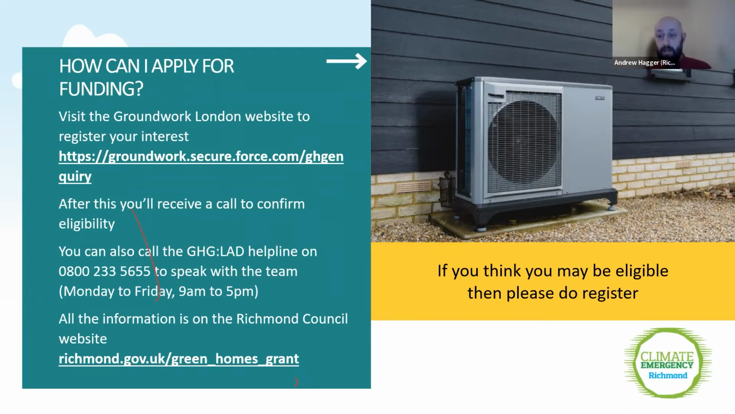Also, if you don't have access to the internet, you can call them and they can run through the application form with you. So don't worry if you don't have internet access, or if you're talking to somebody else on their behalf, you can call up the team and find out there.